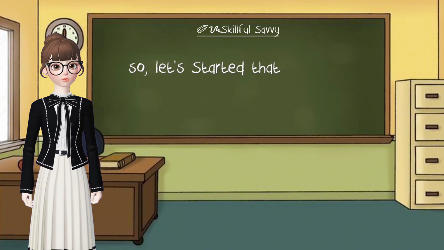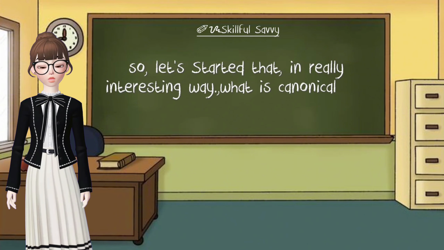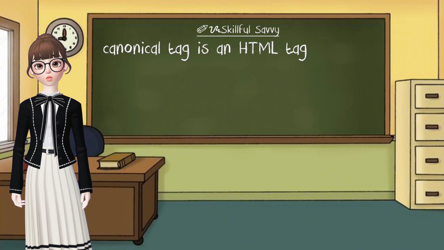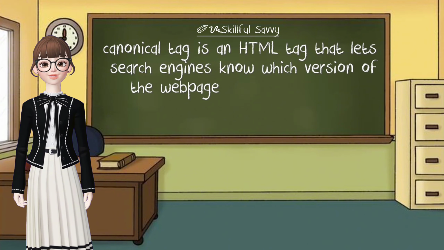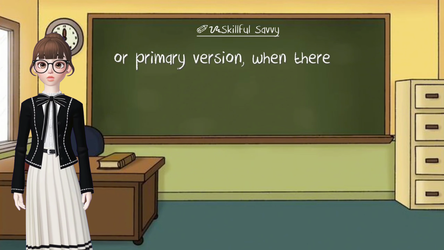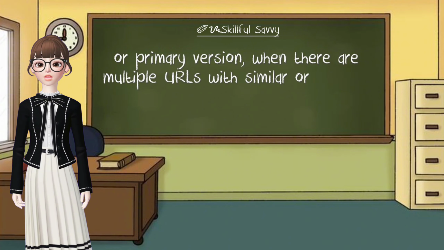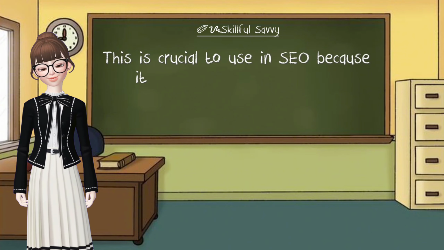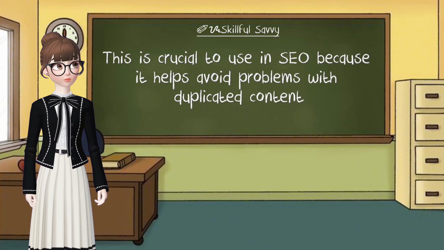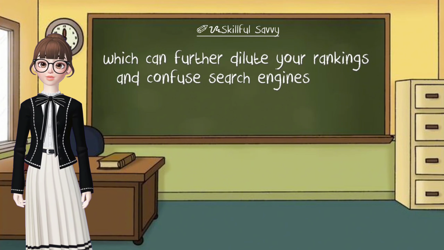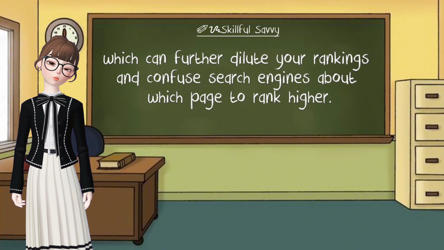So, let's start in a really interesting way: what is a canonical tag? A canonical tag is an HTML tag that lets search engines know which version of a web page you consider the official or primary version when there are multiple URLs with similar or duplicate content. This is crucial in SEO because it helps avoid problems with duplicated content, which can dilute your rankings and confuse search engines about which page to rank higher.